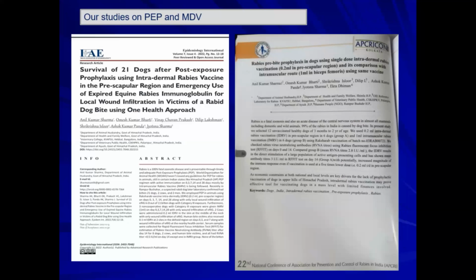So this is the One Health approach: rabid dogs biting dogs, and then some buffaloes and cows, and then some human beings also. All were given a similar approach in vaccination, intradermal, and wound infiltration of immunoglobulins, and all survived. So this is a very good example of One Health saving lives in rabies, both of animals and human beings.